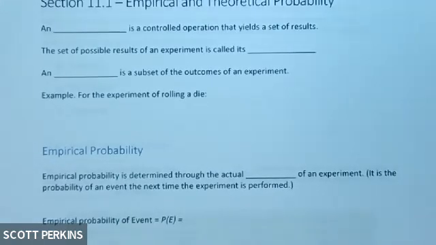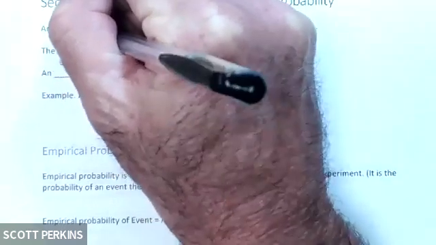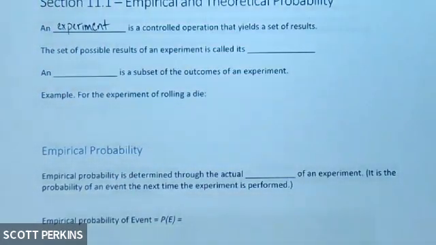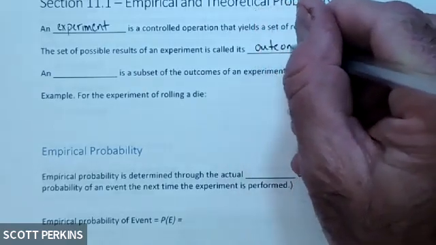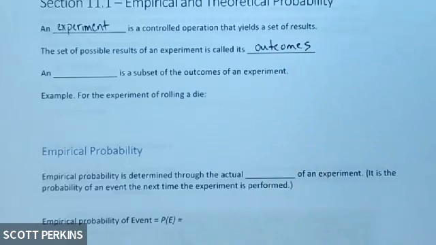So the first thing that relates to the idea of empirical probability is we look at what's called an experiment. In an experiment, that is a controlled operation that is going to yield a set of results. So it's the results that we are going to look at for our probability. The set of all possible results of an experiment is called its outcomes. So just getting you used to some of the words that you're going to see very frequently as we go through this unit in chapter 11.